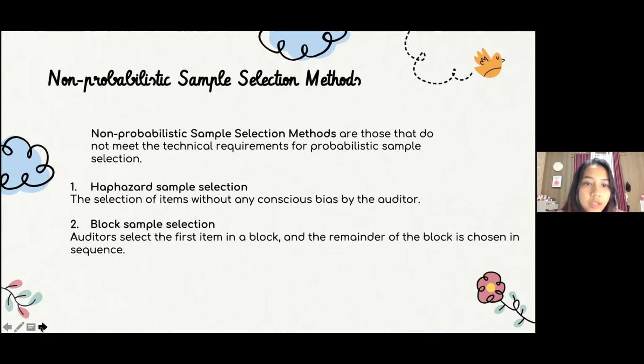And then the non-probabilistic sample selection methods are those that don't meet the technical requirements for probabilistic sample selection. The first one, as we know, is haphazard sample selection, the selection of items without any conscious bias by the auditor. The second one is block sample selection. Auditors select the first item in a block and then the remainder of the block is chosen in sequence.